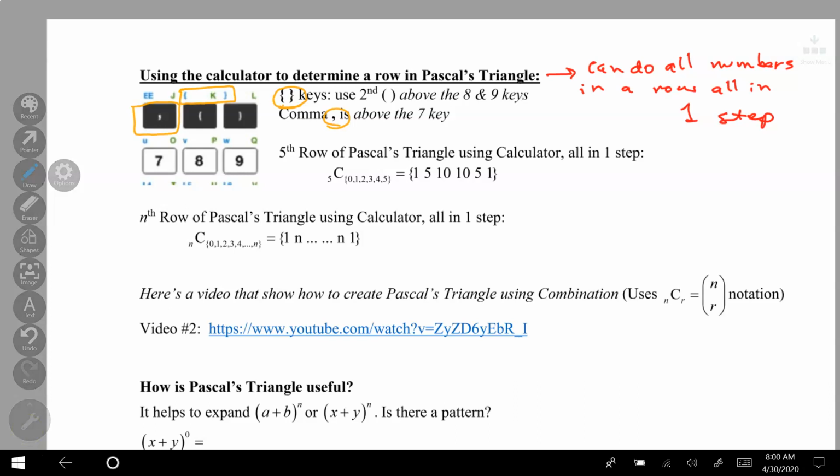Now I'm going to show you how I can do a whole row in Pascal's triangle all in one step in the calculator by using some special keys. I'm going to have to use the curly brackets, which are above the parentheses, and the comma key, which is above the number 7, and I'm going to be able to do this whole thing in the calculator and get this result.